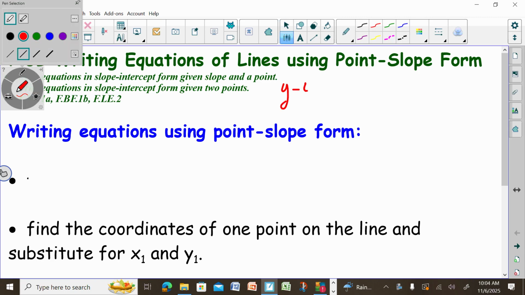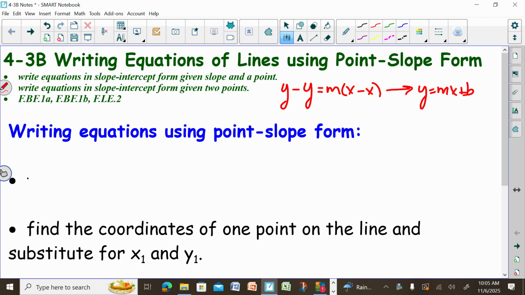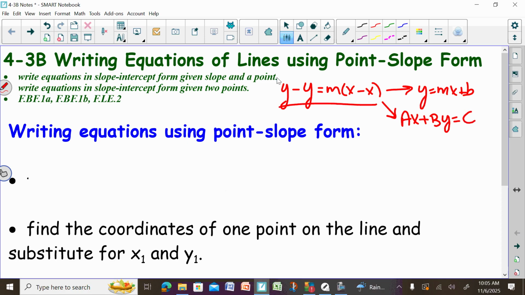We use this form mostly to give us slope-intercept form, or maybe they'll ask us to put it into standard form. Very rarely do they just ask us to keep it in this form. Yesterday I did, just to kind of get you used to it, but this one's usually going somewhere else. But this is always where we start.